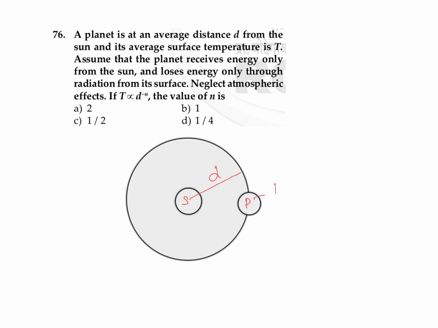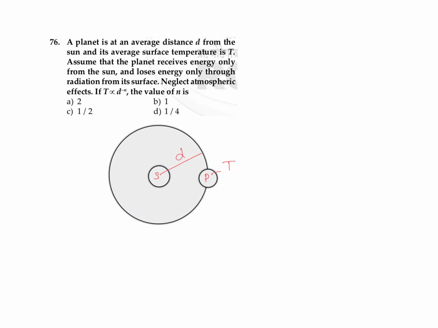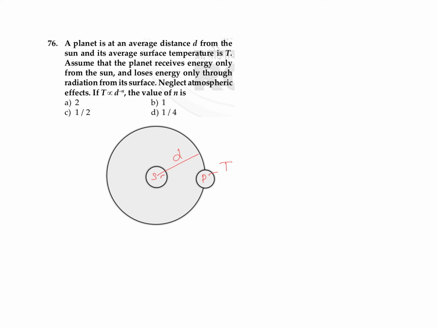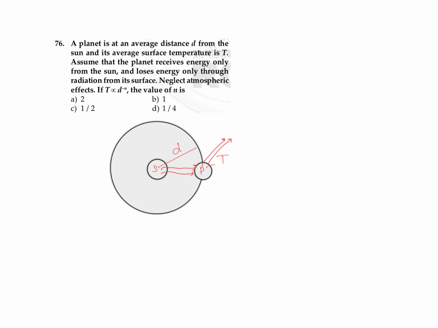So assume that the temperature of this planet is equal to T, and assume that the planet receives energy only from the sun, and loses energy only through radiation from its surface, neglecting the atmospheric effect. If T is directly proportional to d raised to minus n, the value of n is equal to? So we can say that this planet is receiving some amount of energy from the sun, and it is emitting some amount of radiation. If it is at a constant temperature, the amount of energy received will be equal to the amount of energy emitted.